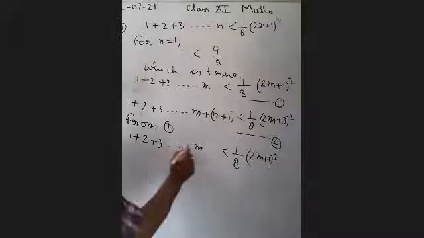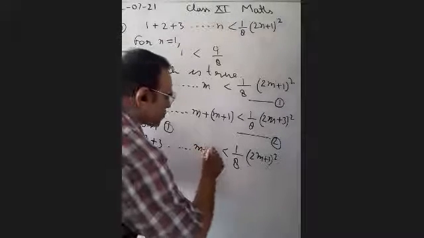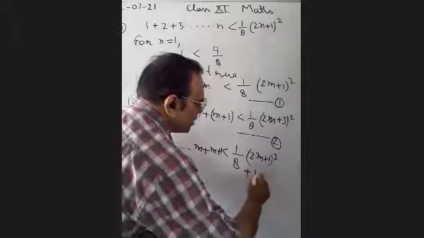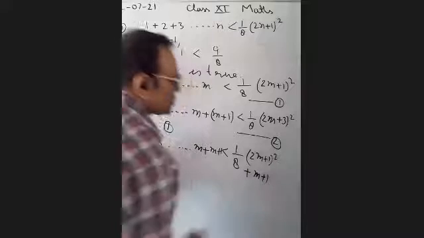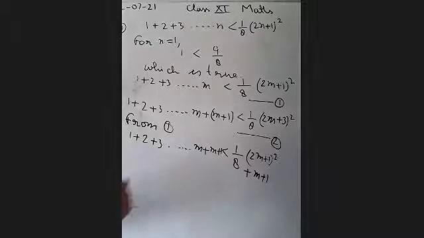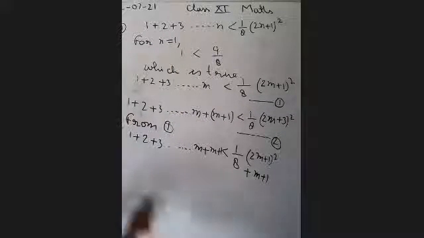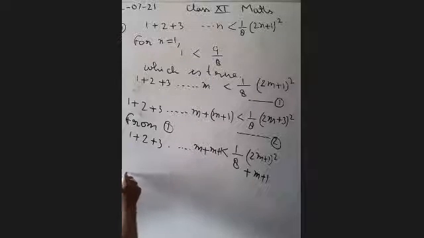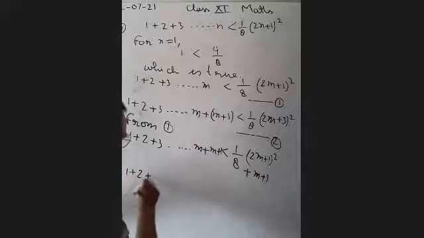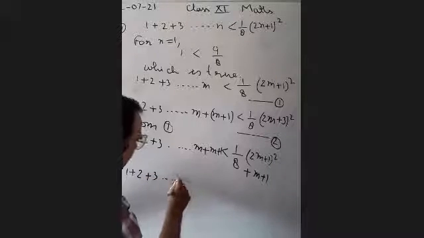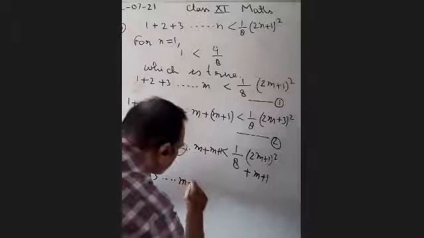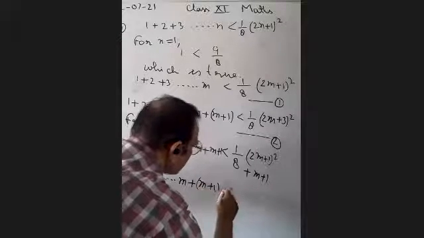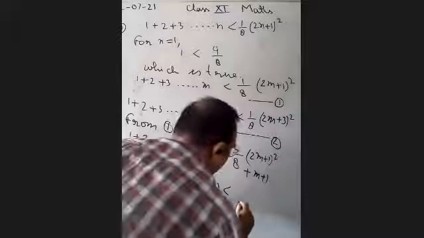So we are adding m plus 1 both sides, m plus 1 here also or m plus 1 here also. So if we have added m plus 1 both sides, so what we will get? We will get here 1 plus 2 plus 3, m plus 1, less than 8. We have taken the LCM.